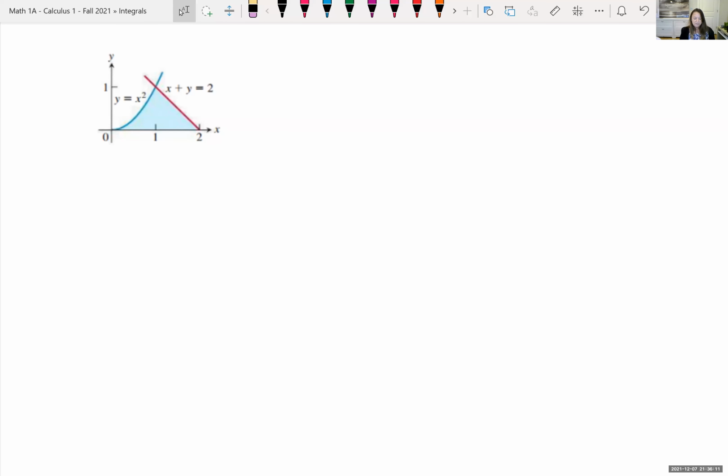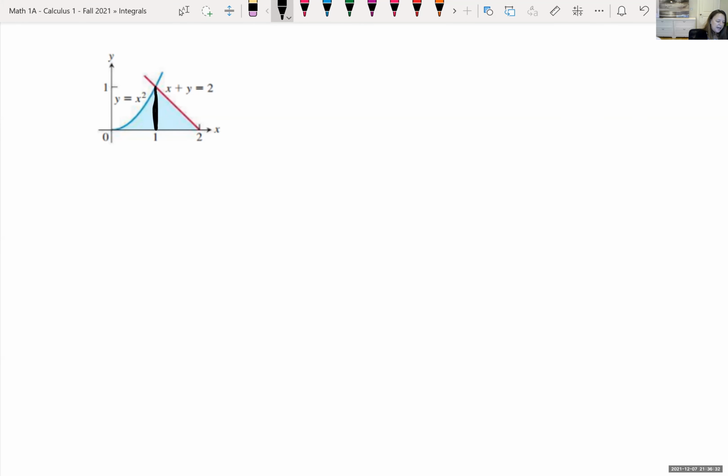So same type of example, it's given us the picture of the area, it wants us to find it. Find the area under the curves. Notice here we have two separate functions, just kind of like we had done before. We have to split this up into two separate integrals.